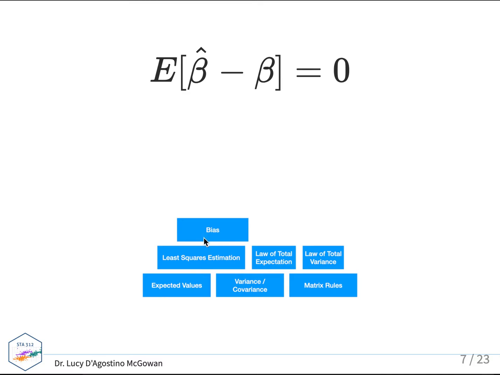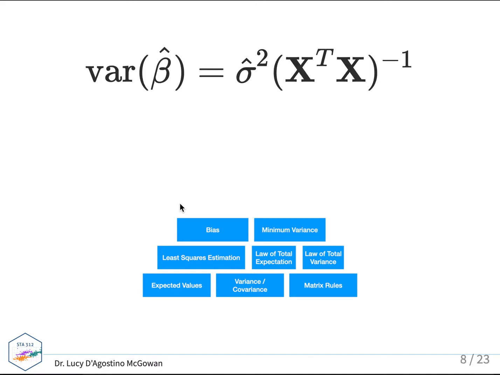Then we learned about what it means to be biased. And we showed that the expectation of beta hat minus beta is equal to 0. What that means is that beta hat is unbiased for beta. It's an unbiased estimator for beta.